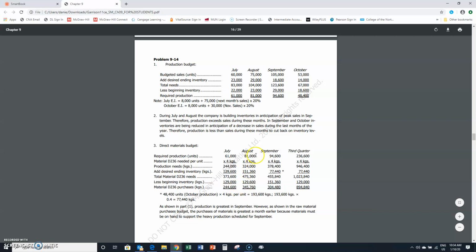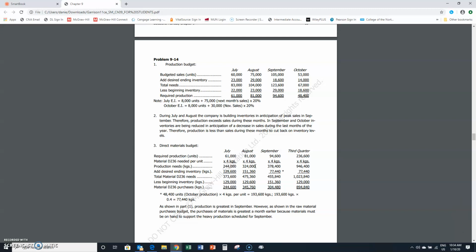So we're going to make 81,000 units. Each unit requires 4 kilograms, so we need 324,000. Our desired ending inventory is 40% of our production needs for the following month, so 40% of 378,400, which means we need 475,360. But our beginning inventory we already have on hand is our prior month's ending inventory, so we only need to purchase 345,760.